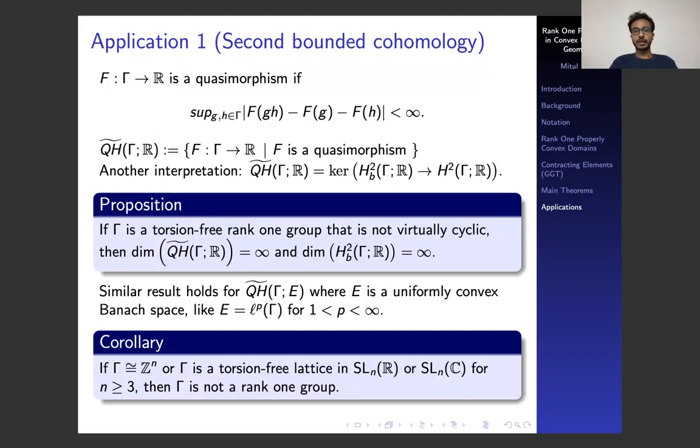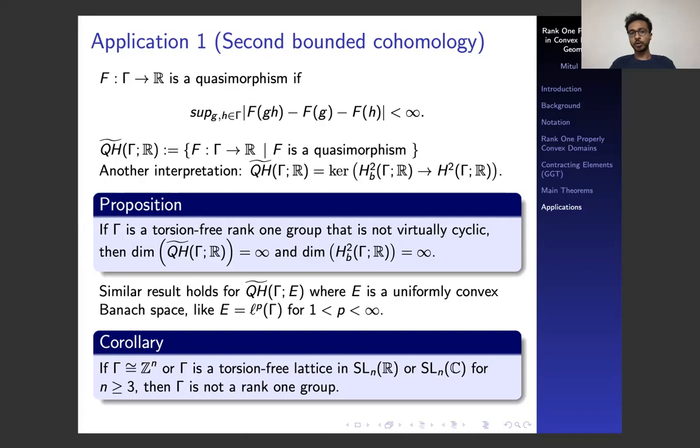QH tilde of gamma, R is the set of all quasimorphisms of the group gamma, and the interpretation of QH tilde is that it is the kernel of the comparison map that goes from the second bounded cohomology of gamma to the second cohomology group of gamma. We can show that if gamma is a torsion-free rank 1 group that is not virtually cyclic, then the dimension of QH tilde is infinite, and hence the dimension of the second bounded cohomology group of gamma is infinite.